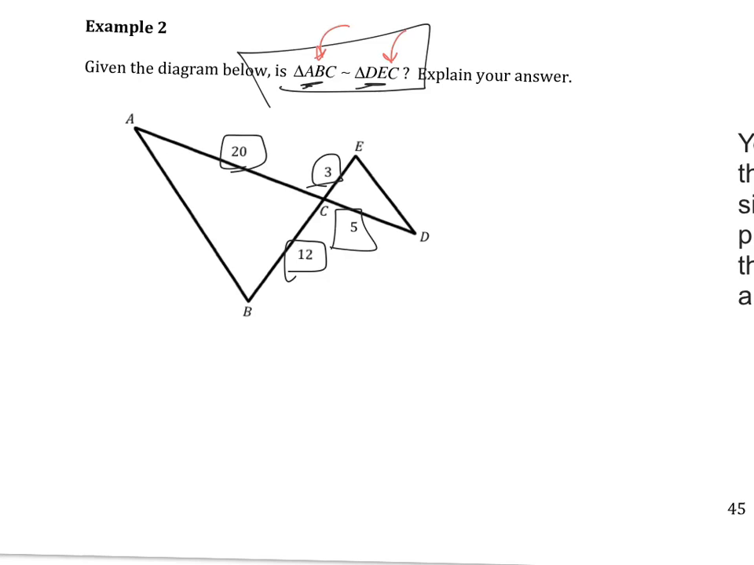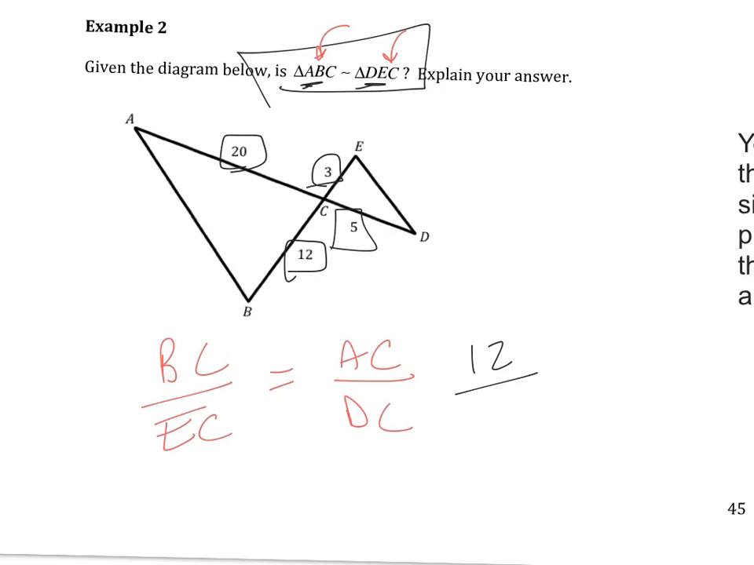Notice the order of the letters. So BC over EC should, in fact, be equal to AC over DC. Now we're going to put some numbers in and see what happens. So BC is 12, EC is 3, equals, and I'm going to put a question mark on top of that, AC is equal to 20, and CD or DC is equal to 5.